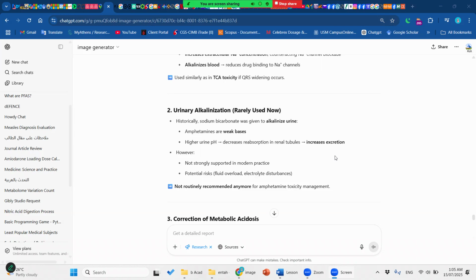Okay. However, there are problems with this because of the risk of fluid overload, and also this might cause electrolyte imbalances. So that's why it's not routinely recommended anymore for amphetamine toxicity treatment.